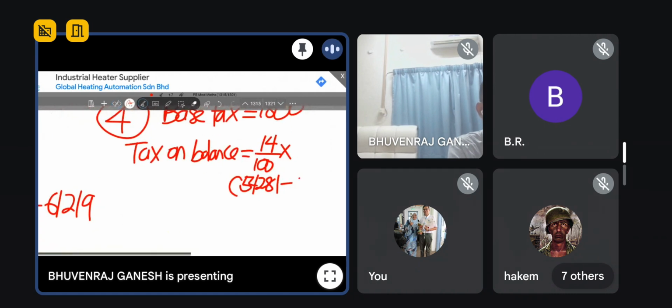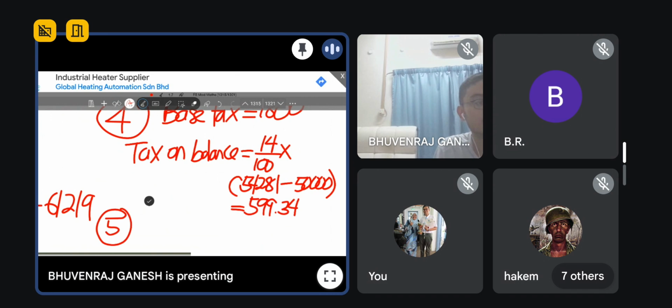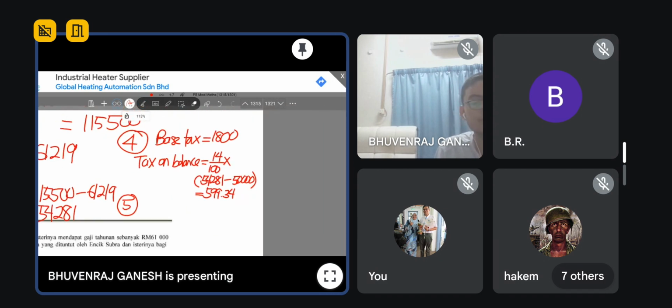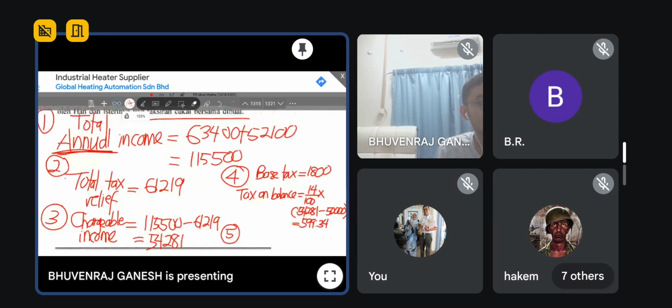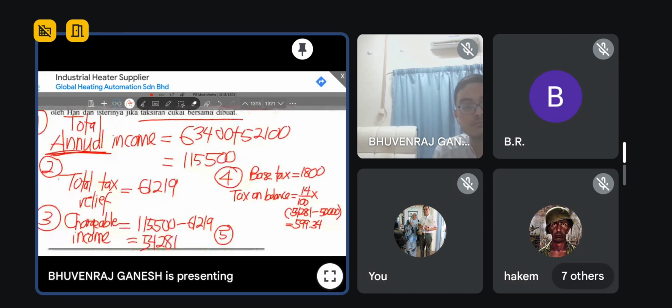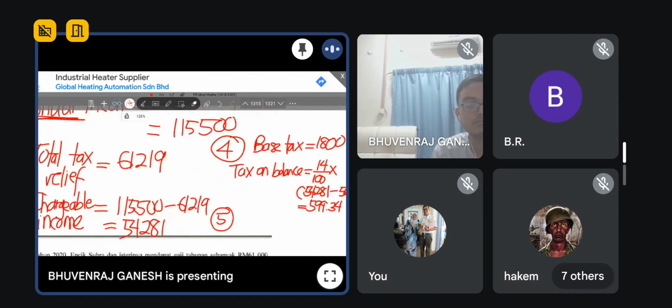Okay, guys. So last step, you want to find the answer D. What should I do? Maybe Queenie, what should I do for the last step? Now I got my base tax and also tax on next balance. So I want to find my income tax, cukai pendapatan. So what should I do for number 5? What is the last step?